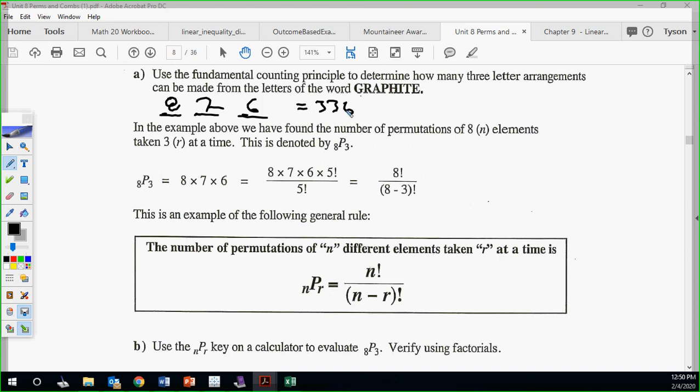Okay, and the probability menu, it should be number 2 or 3? 2? Yep, number 2. But you have to put the number first. So you put 8 nPr 3 in your calculator. So 8 first, then you do the math probability, number 2, the P, and then 3. And that should come out with the 336 that we just got.